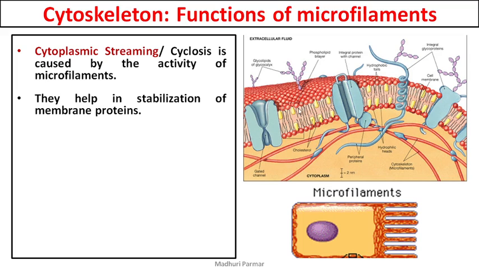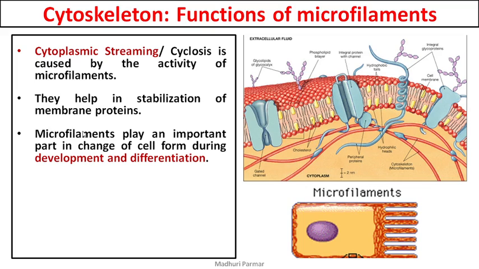Just see this diagram. This is your plasma membrane, and there are many membrane proteins. What you see here, the red colored filaments are actually made up of actin. Remember we told it is present just below the membrane. So what is it doing just below the membrane? It is supporting some of these membrane proteins. You can see these membrane proteins are actually supported by actin.